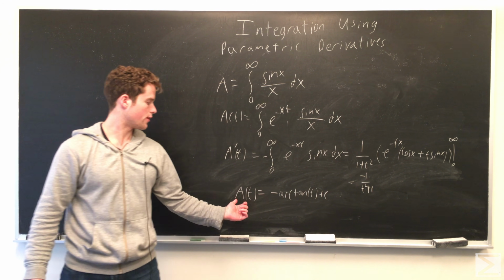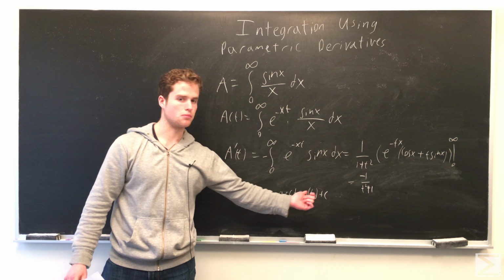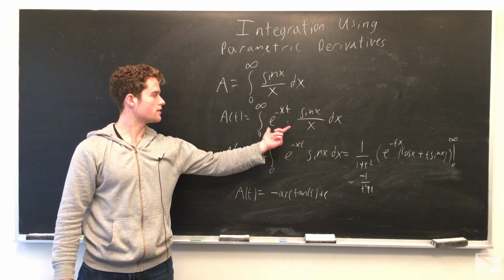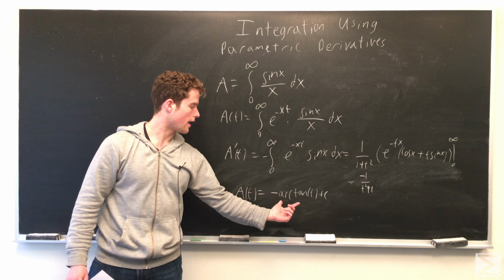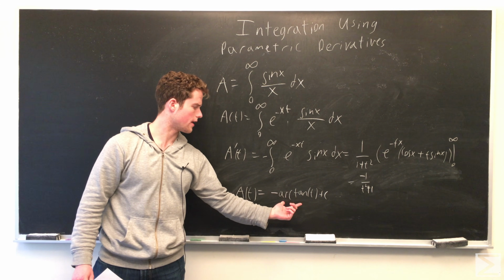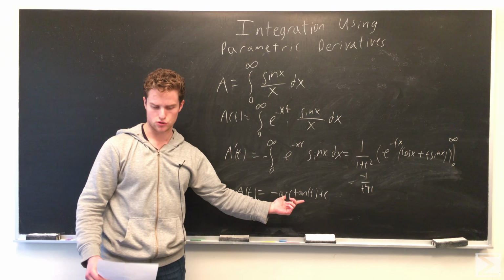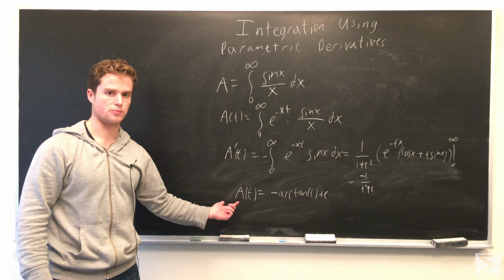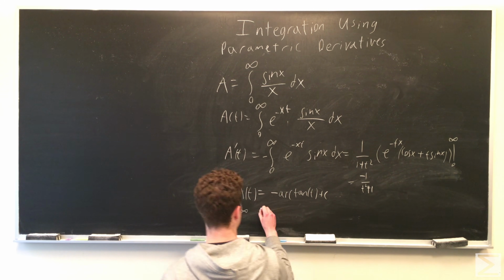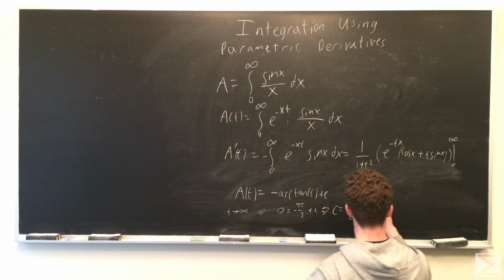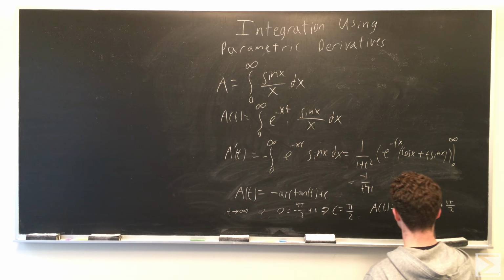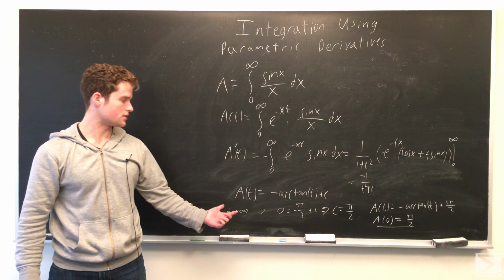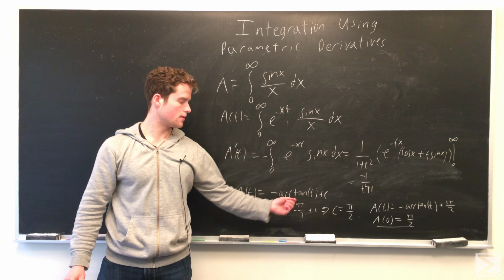So we almost have our answer. We have a of t equals negative arctan t plus c. So if we let t go to infinity, this thing will go to 0. Arctan of t as t goes to infinity should approach pi over 2. Yep, pi over 2. This goes to 0, so we get c equals pi over 2. So a of t equals minus arctan t plus pi over 2.